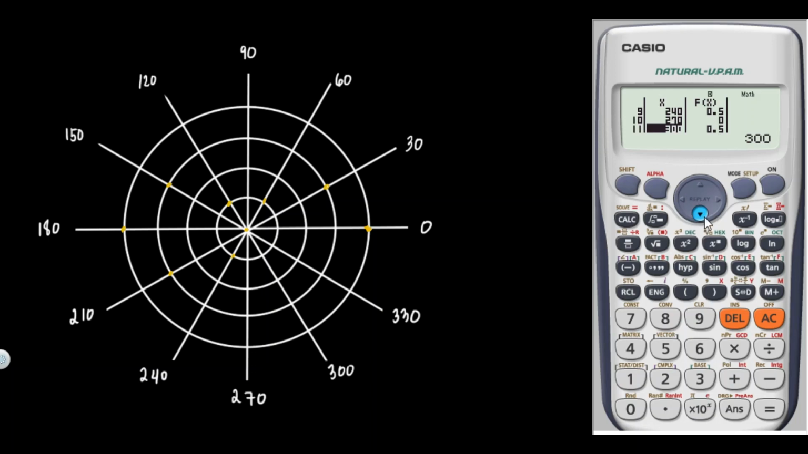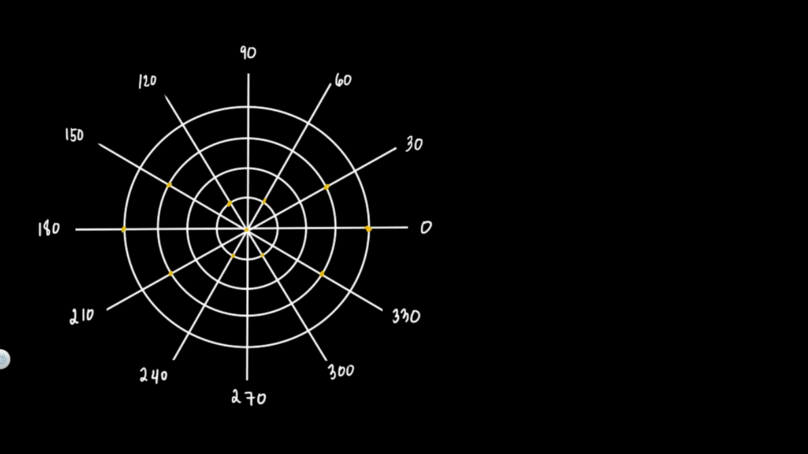And 270, 0. 300 is 0.5. Okay. Then 330, 1.5 here. And 360. Okay. So, pwede na natin siyang alisin na natin yung ating calculator.